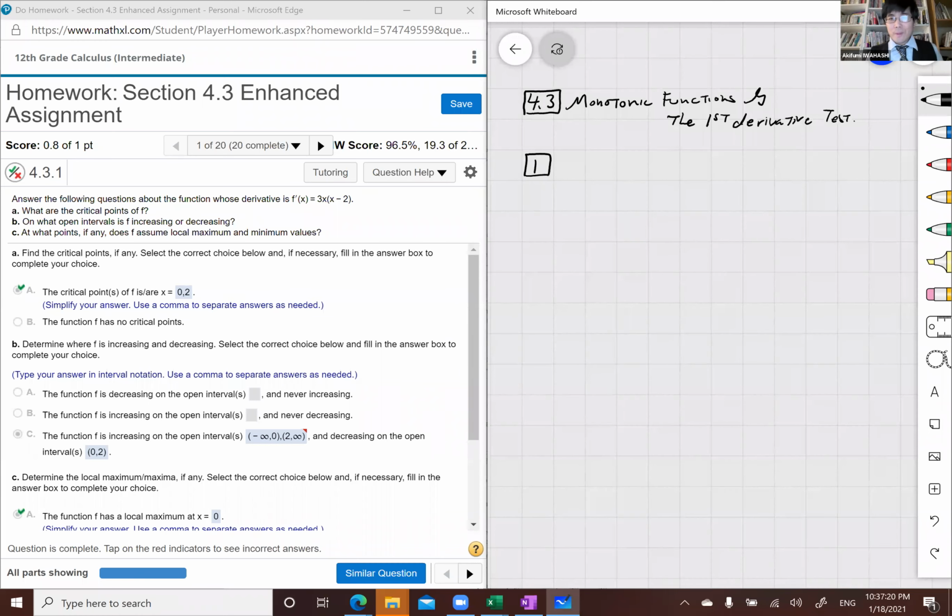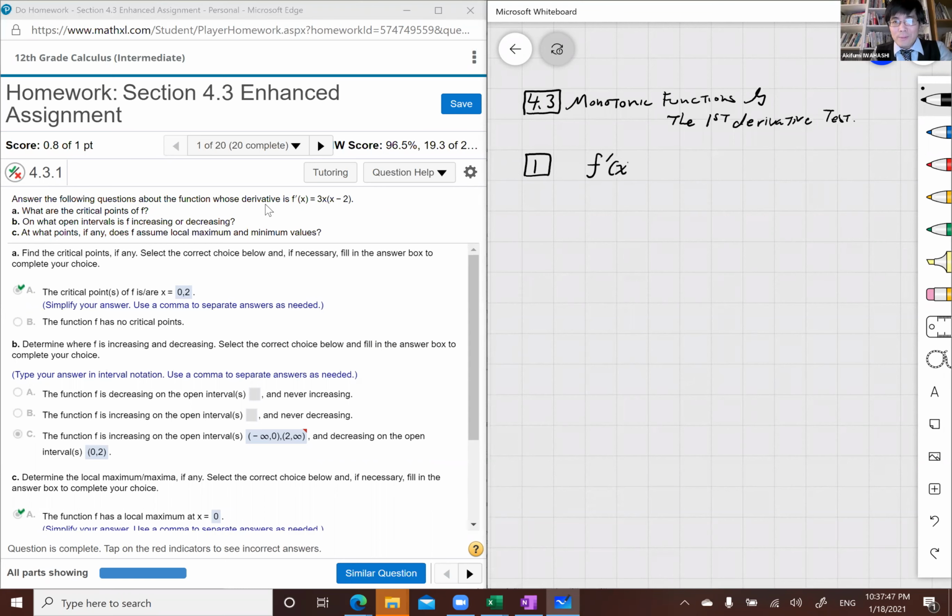Okay, hello. This time I'm going to explain section 4.3 of calculus, which is about monotonic functions and the first derivative test. There are 20 problems on the homework assignment, and I'm going to go over most of them. First question: answer the following questions about the function whose derivative f'(x) is equal to 3x times (x - 2).